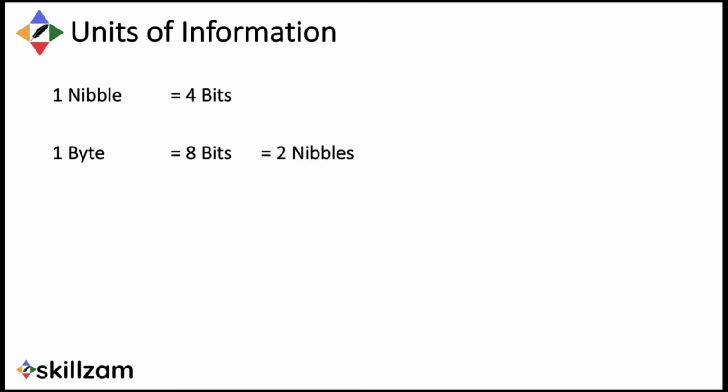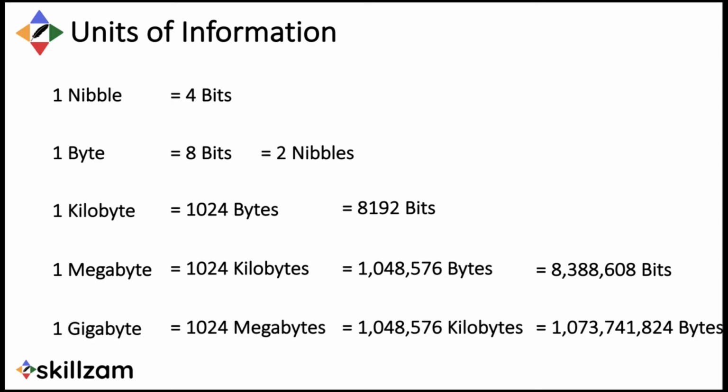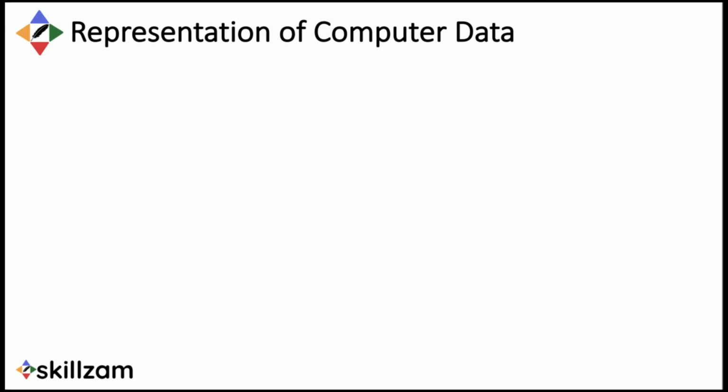1 kilobyte, that is KB, is equal to 1024 bytes. 1 megabyte or MB is equal to 1024 kilobytes. 1 gigabyte or GB is equal to 1024 megabytes. Just to give you a comparison, 1 KB is approximately the memory needed to store one single spaced typed page.